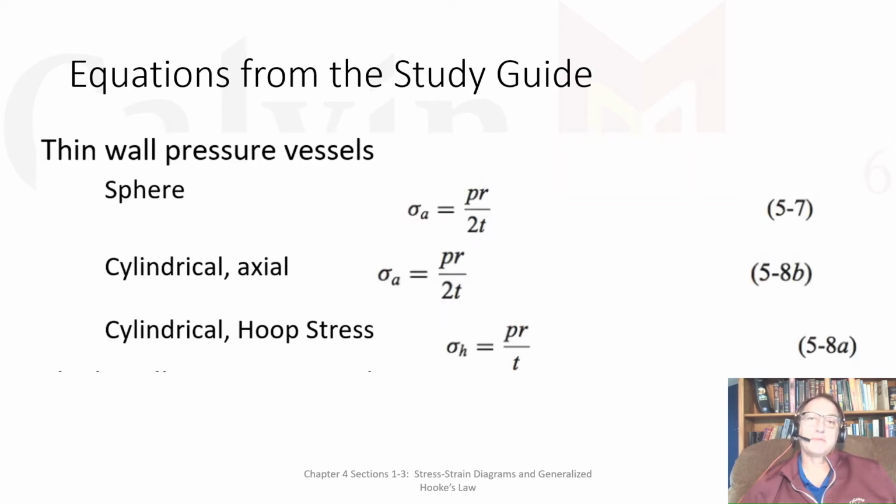The equations from the study guide related to this section are the thin wall pressure vessel equation for a sphere, the thin wall pressure vessel equation for a cylinder along its axial direction, along its axis, and then also the cylinder for the hoop stresses, which are perpendicular to the axial direction. I guess that's the best way to say it. We'll explore those more as we go through this section.